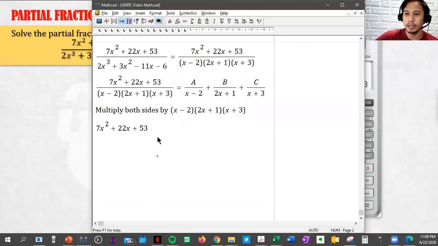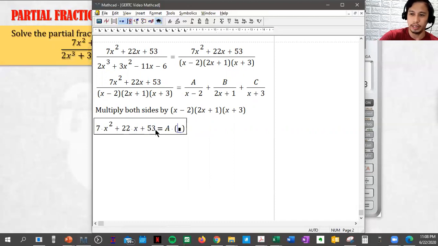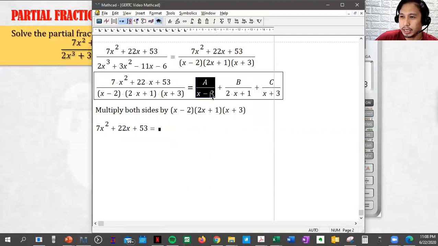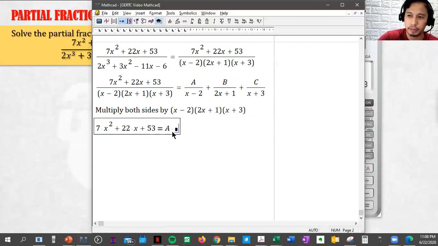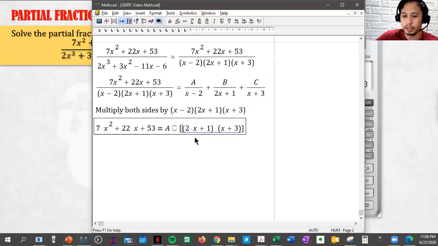Okay? So, that is equal to a times 2x plus, i-examine muna natin. Multiplying this by this, ano yung makakancel? Di ba, makakancel yung x minus 2, no? So, that leaves us this. So, that means that is a times that. Okay? So, ganun yan.